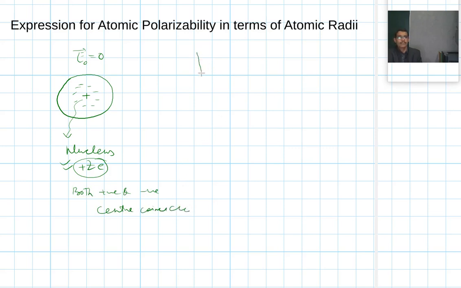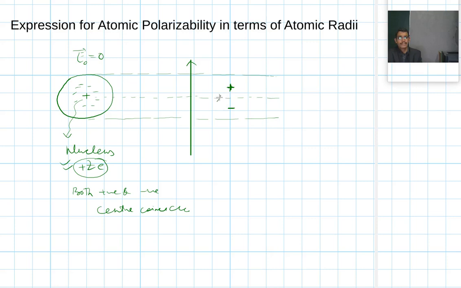Suppose an electric field is applied along this axis, say along this direction. When the electric field is applied along this direction, what will happen? This is the initial situation. There is a separation between positive and negative charges. Due to the application of the field, the positive charge moves along the direction of the field and the negative charge moves in the opposite direction.